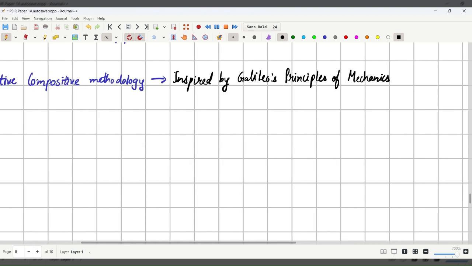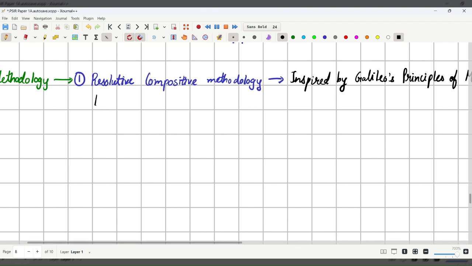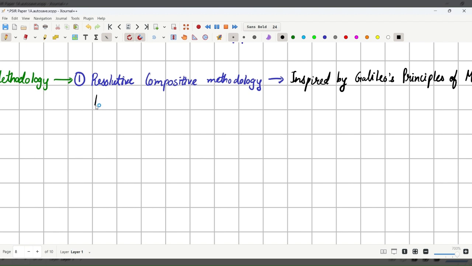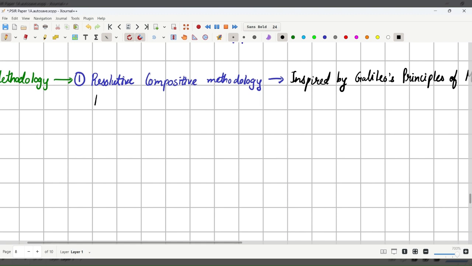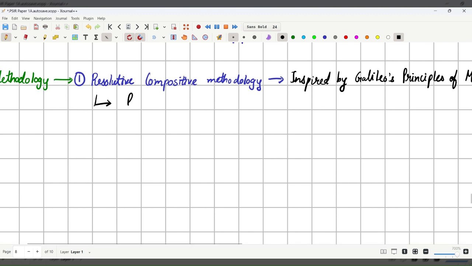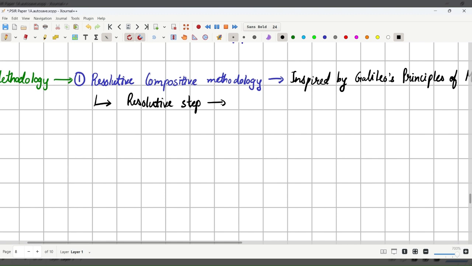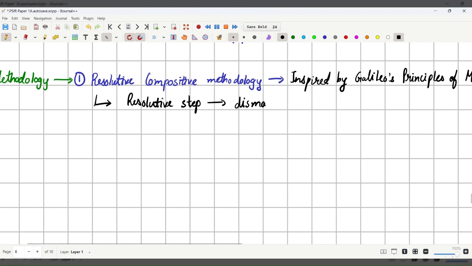What Hobbes did was basically he applied these principles of mechanics to human psychology. So what was his methodology? I will tell you very in short, using an analogy of a clock. So first the resolutive step is that when you want to learn about a clock as a whole, you have to understand how the complex mechanical clock works. So first we have to dismantle it.